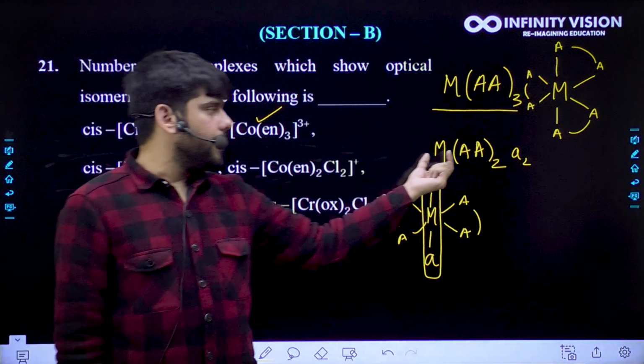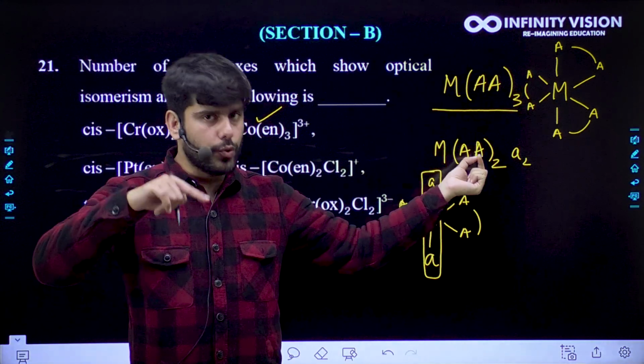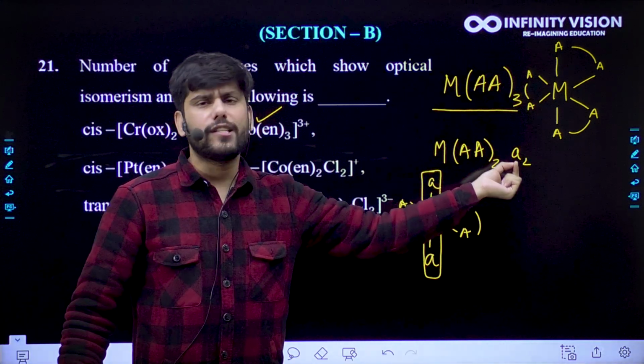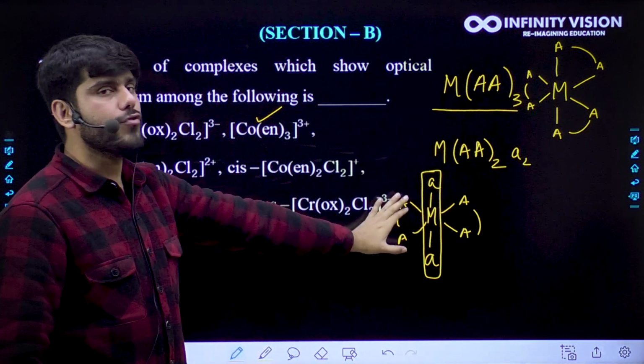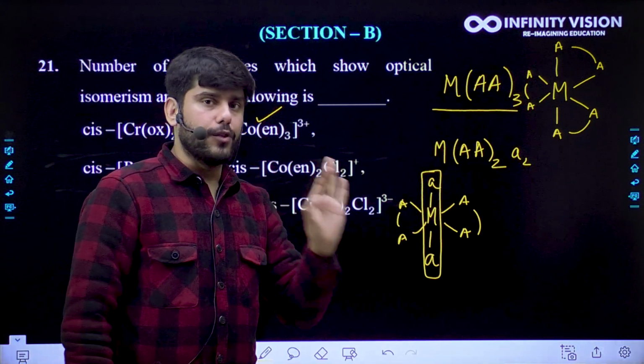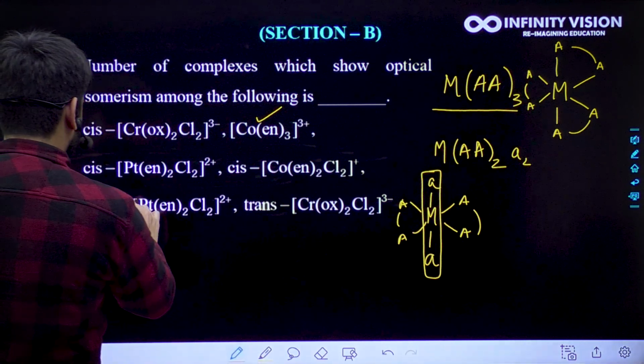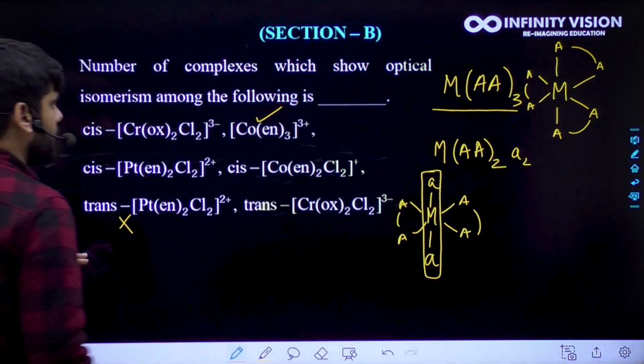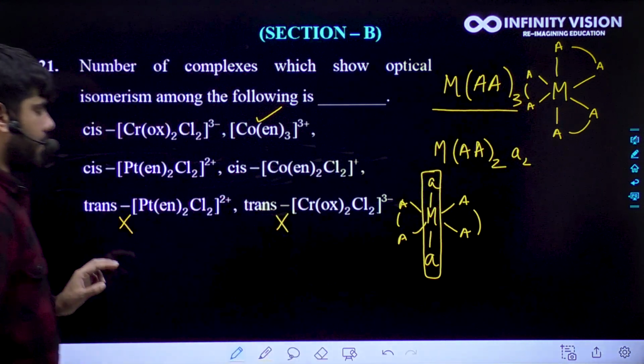So in the compound of MA2a2, where AA is your bidentate ligand and small a is your monodentate ligand, the trans isomer is always optically inactive. So this cannot be optically active, this cannot be optically active.